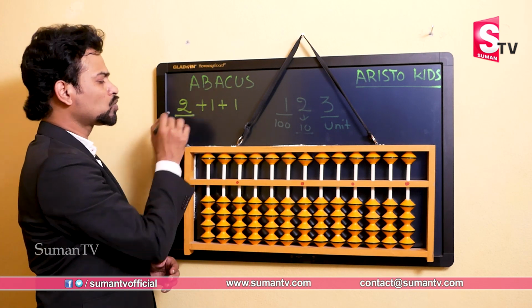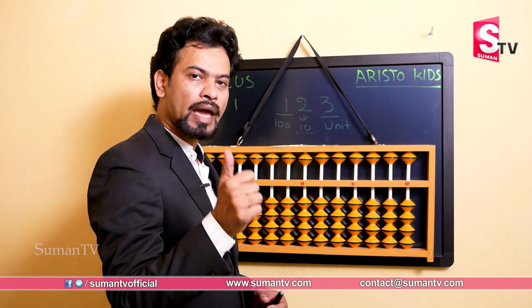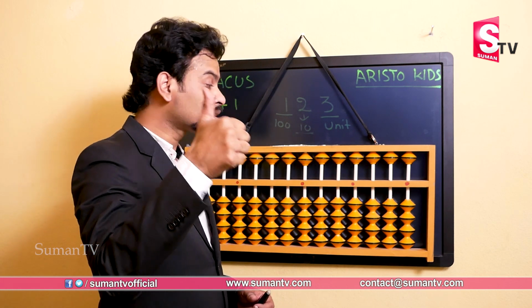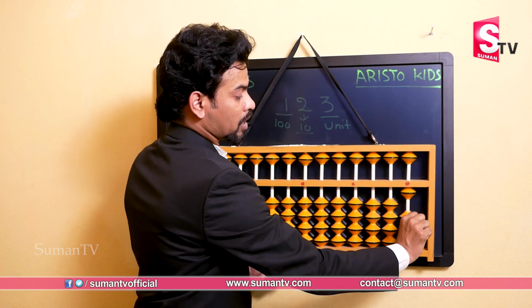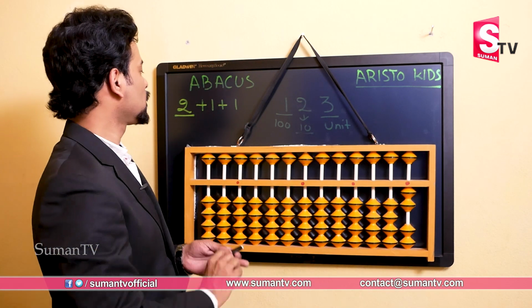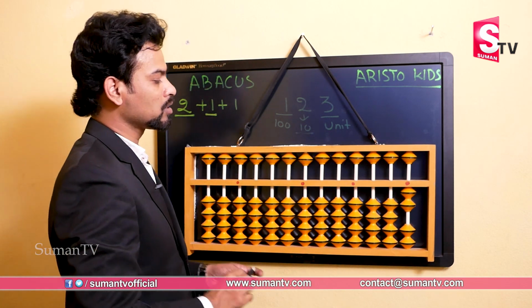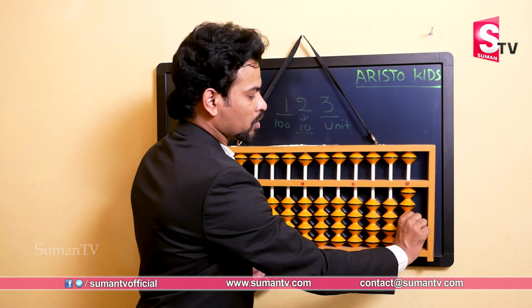The first number is 2. So what we will do? We will make 2 bits up in our thumb. So 1 and 2. So this is first 2. Then second number is plus 1. So again we will do plus 1 here.